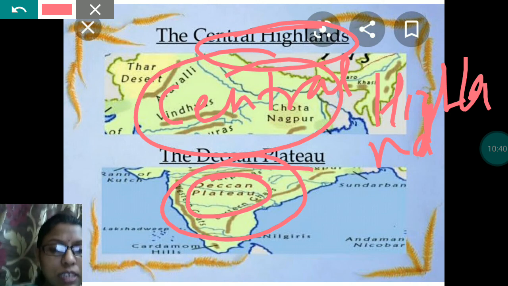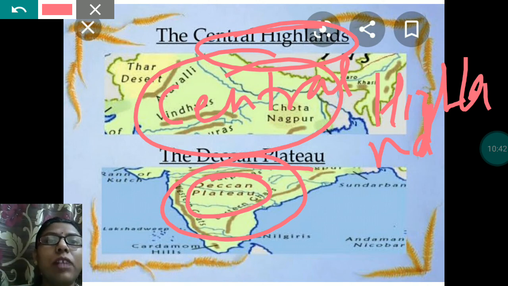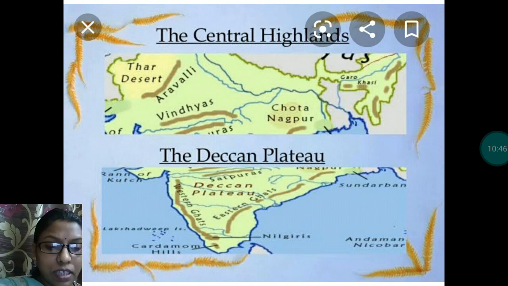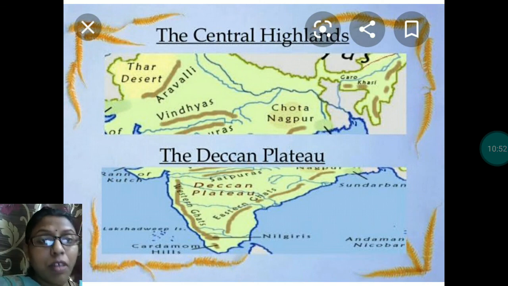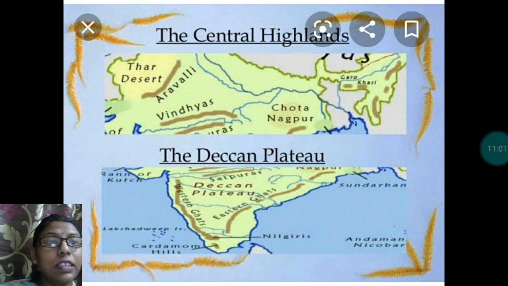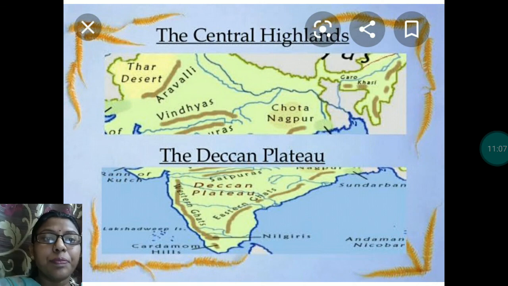About this Central Highland and Deccan Plateau, I will explain in the next class. These Central Highlands and Deccan Plateau comprise many small parts, like Chota Nagpur, Vindhyas, Aravalis, the Chhattisgarh Plateau, Bastar Hills. Many things are there, so I will discuss all these things in the next class.